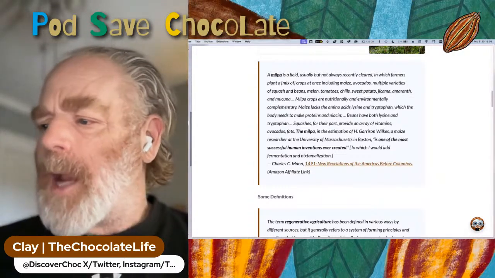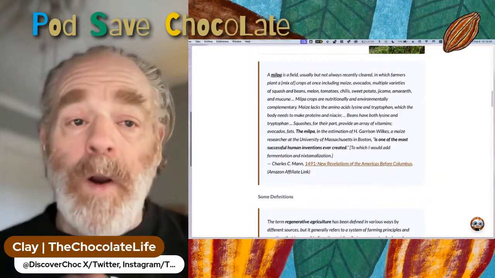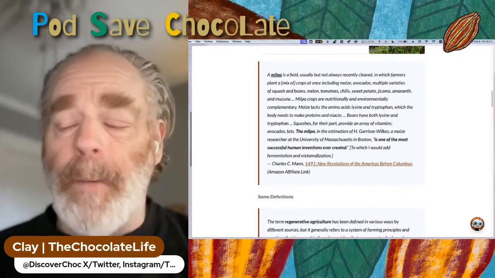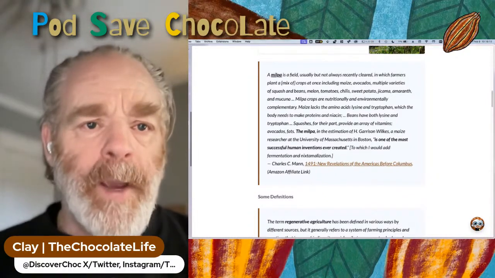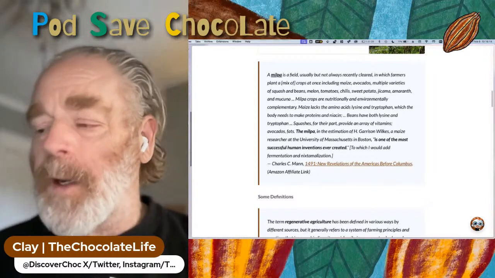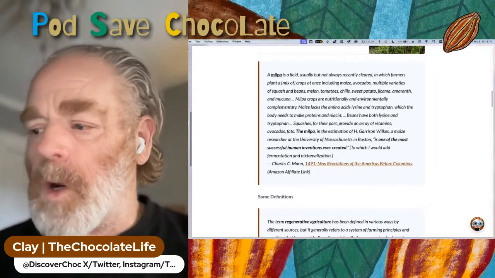And actually, this quote comes from one of my favorite books on this topic and related topics. A guy by the name of Charles Mann wrote a book called 1491: New Revelations of the Americas Before Columbus.